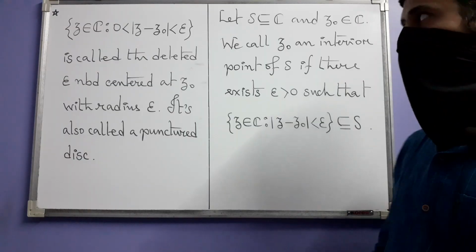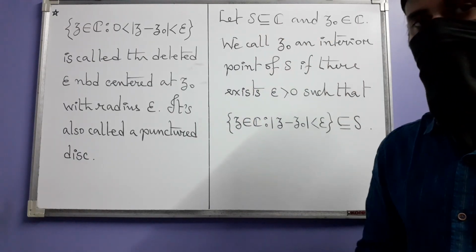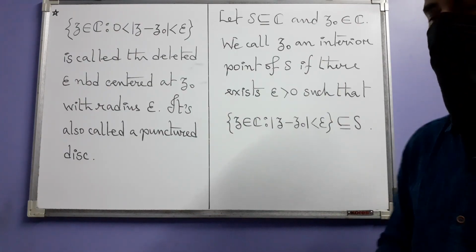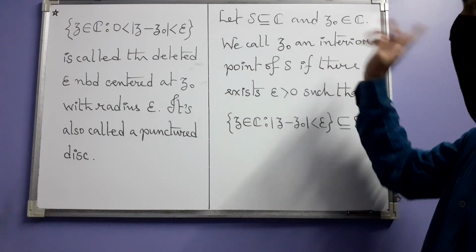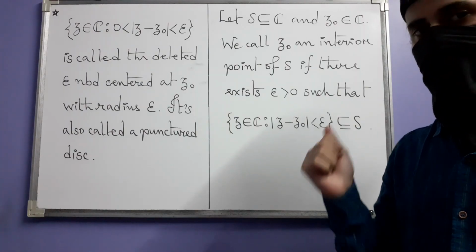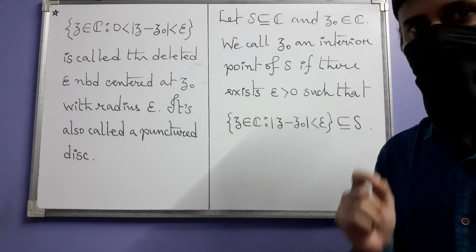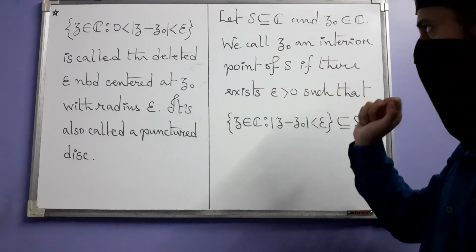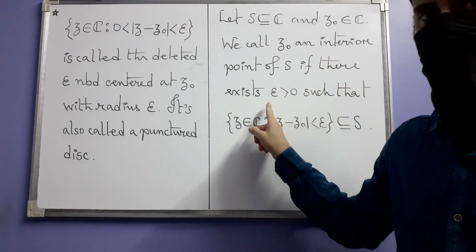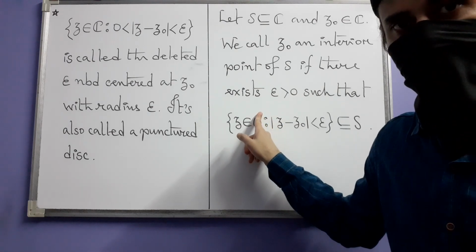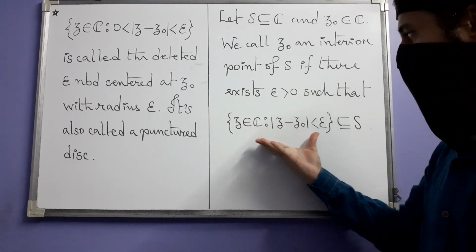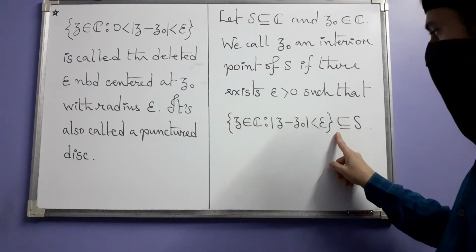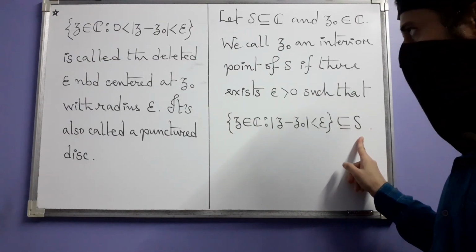Now next, let S be a subset of C, a set of complex numbers, a set in the complex plane, and let z0 be a complex number. We are going to call z0 an interior point of that set S if there exists a positive real number epsilon such that this epsilon neighborhood centered at z0 is entirely contained inside S.